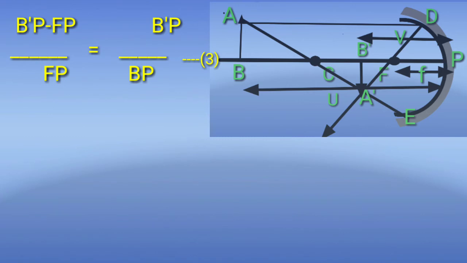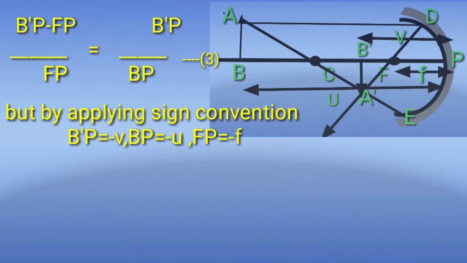Now observe, by applying the sign convention, B dash P, the distance between the image and pole, is equal to minus V. Why are we taking the minus? Because it is on the left side of the pole. And BP is equal to minus U. Why? Because B means object, P means pole, so the distance between object and pole U is also on the left side. That's why you are writing minus U.